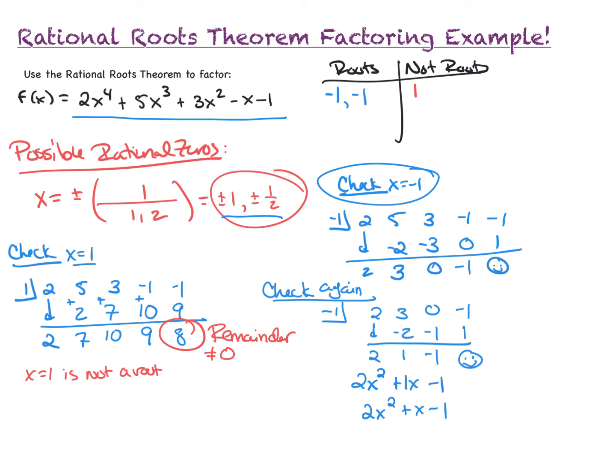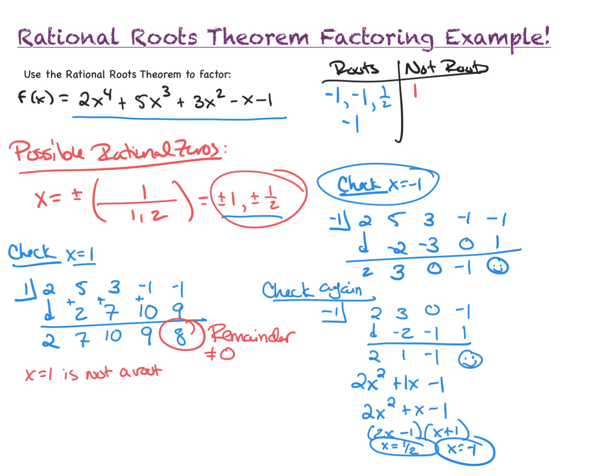For this one, however, 2x squared plus x minus 1, this in fact does factor, and it factors to 2x minus 1 and x plus 1. So what that tells me is I have x equals 1/2 as another root. Oh my goodness, and x equals -1 for a third time as a root. Notice this gives me 1, 2, 3, 4 roots, and that is exactly what I'm looking for.